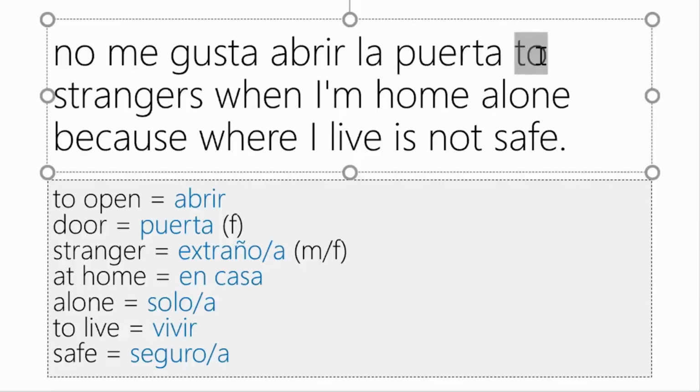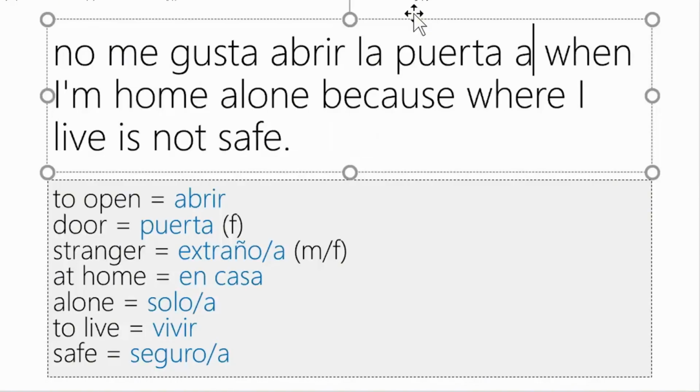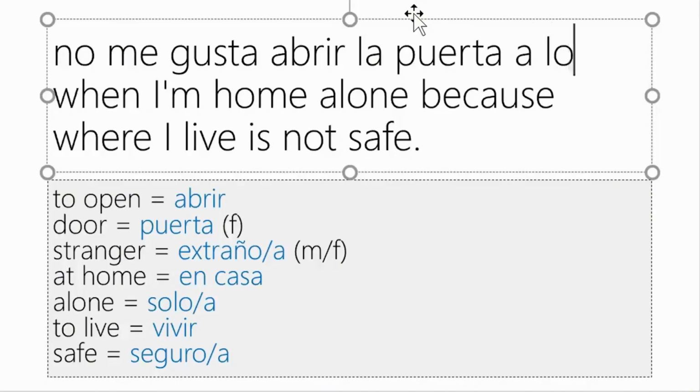Now this part here, to strangers, again, Spanish would throw in the definite article here, meaning to the strangers. This is something that we will get better at as the course progresses. We haven't actually done a dedicated lesson on this yet, but the word to would be a, and then you would have los, and we can see the word here for strangers, extraños, so a los extraños.